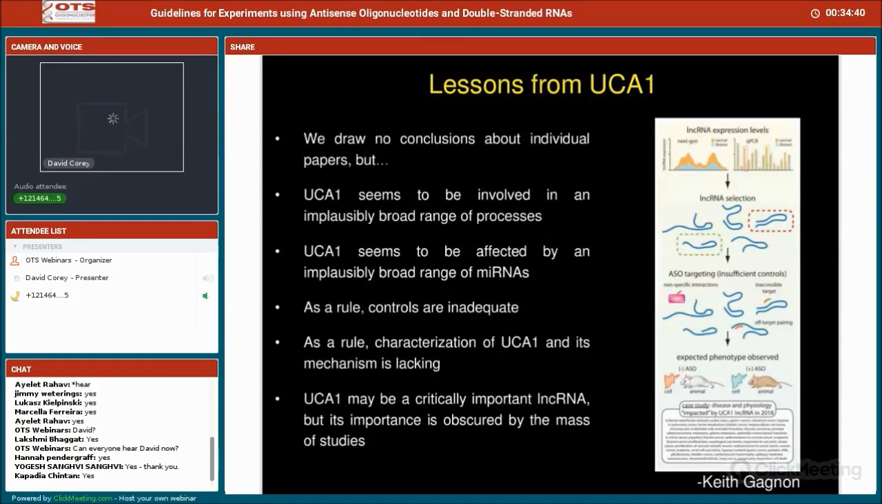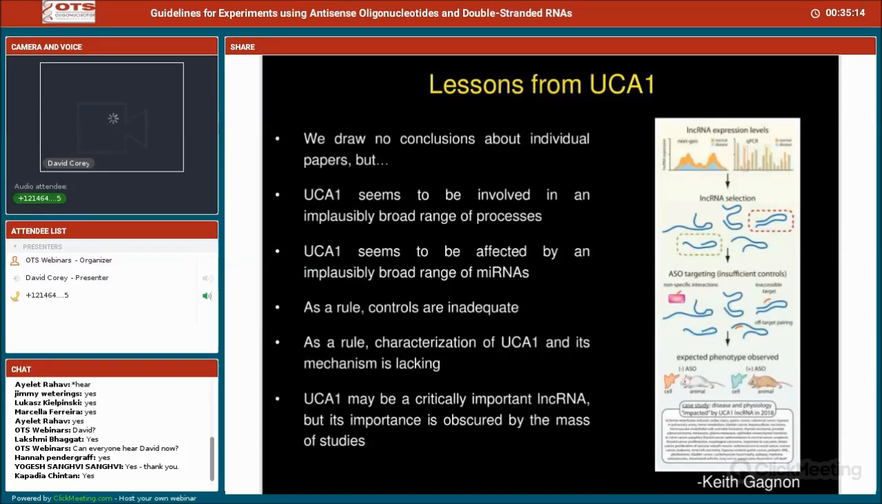However, taking this literature as a whole, it appears that UCA1 is involved in an implausibly broad range of processes, and that it's affected by an implausibly broad range of microRNAs. And this is compounded by the fact that the controls in these papers are inadequate. In addition, as a rule, the characterization of the basic molecular mechanism of long non-coding RNAs is also lacking in these papers. So where does that leave us?